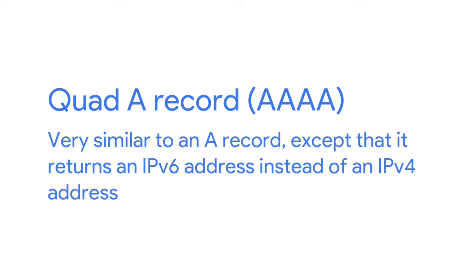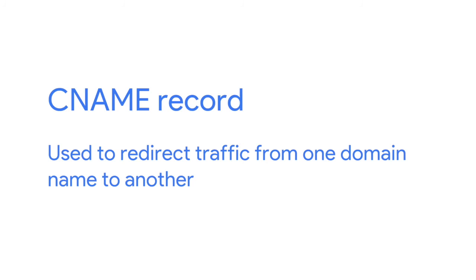Another resource record type that's becoming more and more popular is the quad A record. A quad A record is very similar to an A record, except that it returns an IPv6 address instead of an IPv4 address. We'll cover the details of IPv6 in a future module. The CNAME record is also super common. A CNAME record is used to redirect traffic from one domain to another.